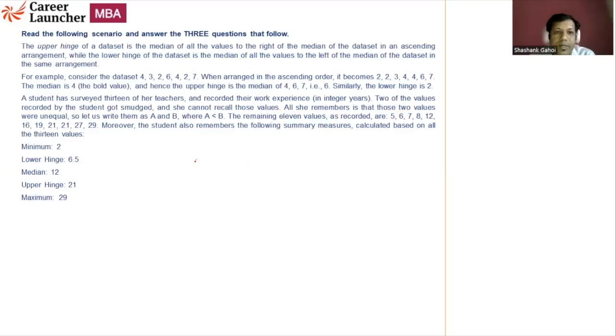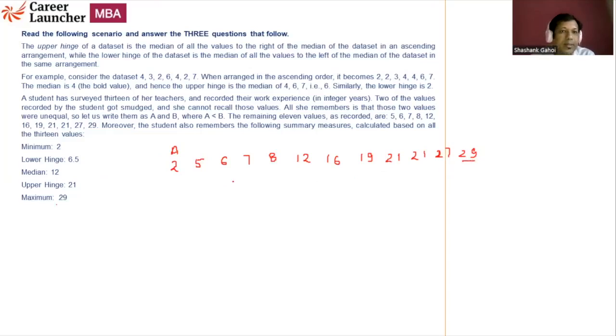Okay, so I'm just going to write all the numbers: 5, then 6, then 7, then 8, then 12, then 16, 19, 21, 21, 27, and 29. Okay, and the minimum value is 2, and 2 is not in the given data set. It means 2 is also going to be some value. So A is less than B, so 2 should be A. The maximum value is 29.